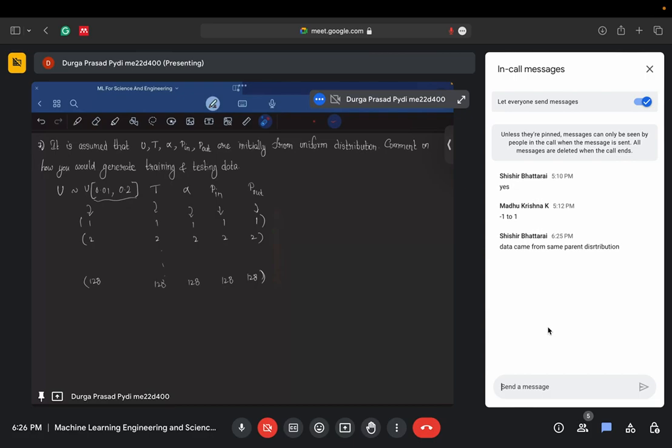If you recollect from your probability, you have two kinds of things. Whenever you are sampling, say if you are taking some ball from a bag of balls, you can either do it with replacement or without replacement. So when I am sampling from a uniform distribution, what is it that I am doing, with or without replacement?